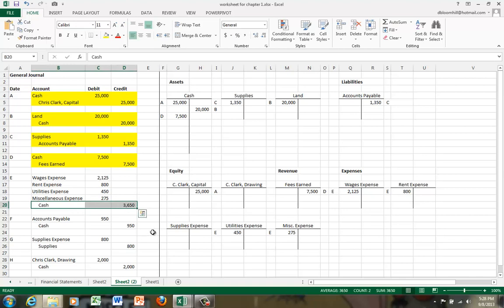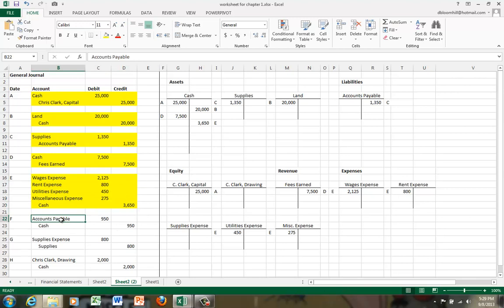Cash is on the credit side, $3,650 is the amount, so we go to our cash T, enter $3,650 on the right hand side, and note that that comes from transaction E. We're now all done with posting E, so I'm going to tick that one off and note that that one is done. Now we're going to move on to F.